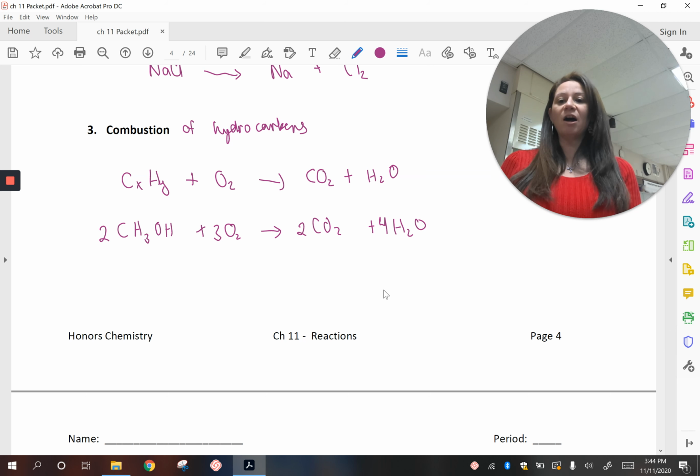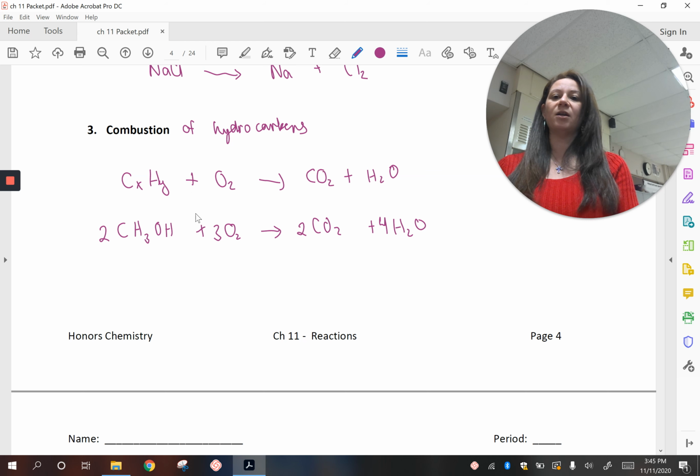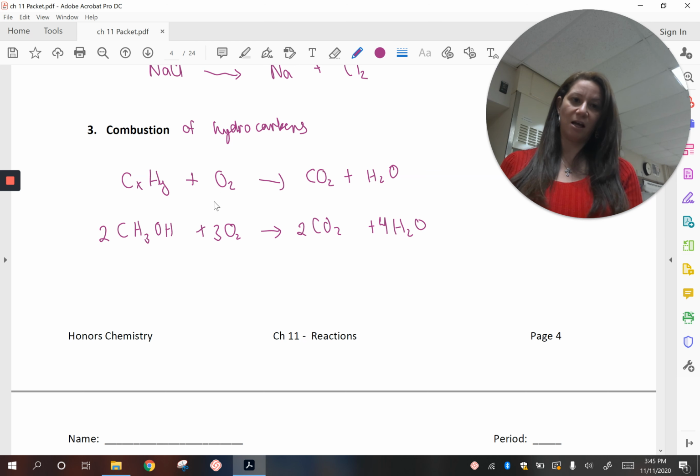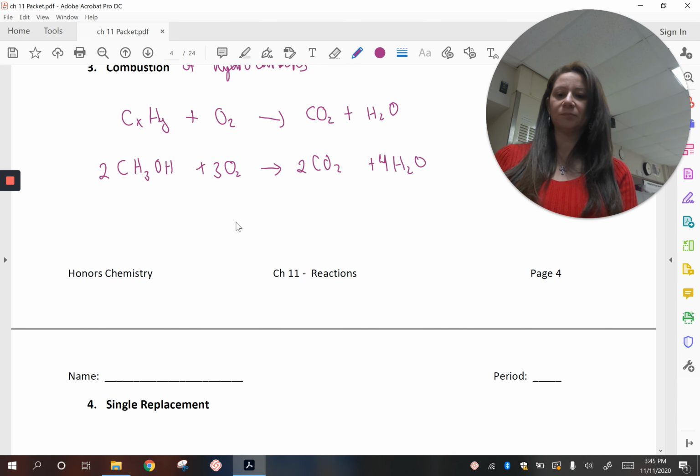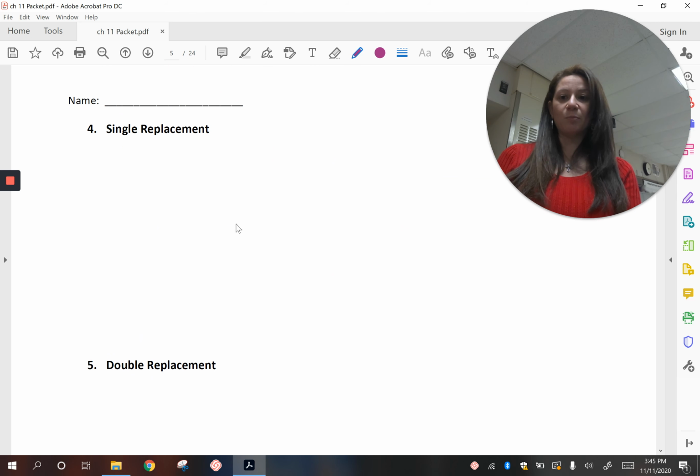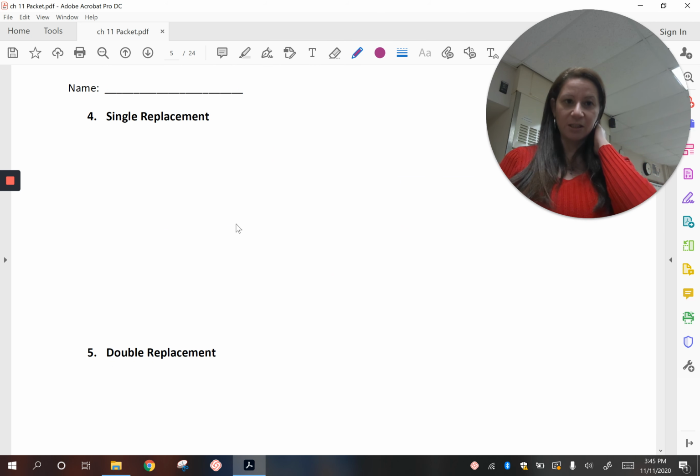So how do you know that you have a combustion reaction? Remember, just by looking at your reactants, you will see a hydrocarbon, so a compound that's made up of carbons and hydrogens, or carbons, hydrogens, and oxygens, and then plus O2. And that's how you know that it's a combustion reaction. Let's move on to number 4, which is single replacement.